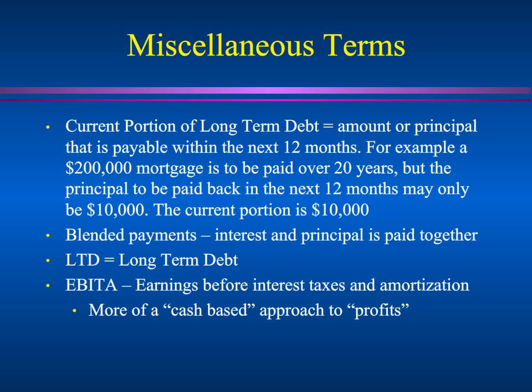And to pay off that loan, we would have blended payments, and we'd just give one lump payment, say, I don't know, $1,500, and $500 might be interest, and $1,000 might be principal. Or if we're going to use a $10,000 thing, probably $800, something like that would be principal. LTD equals long-term debt, just a reminder.